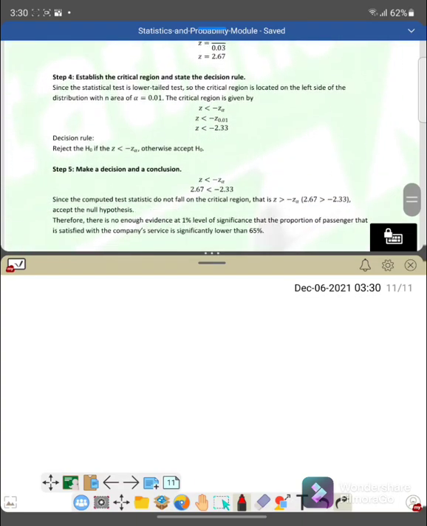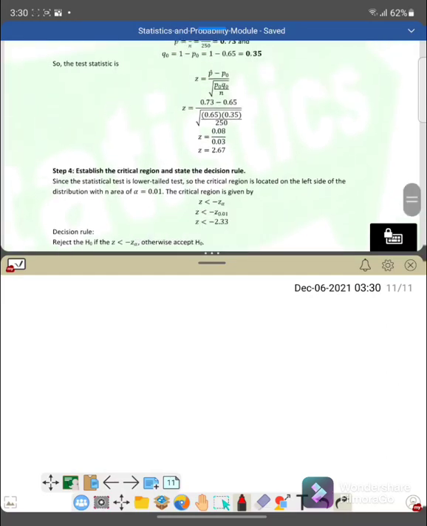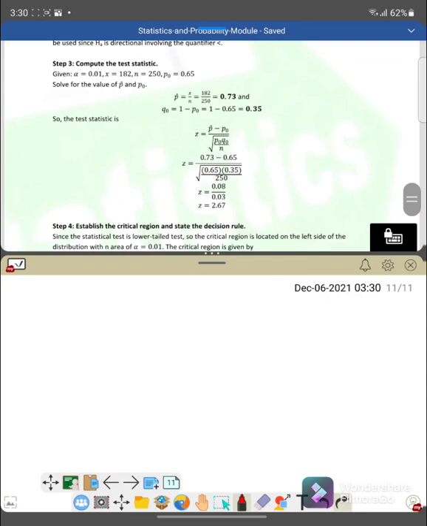Now for your next step, we compute the test statistic. Let's continue. We have z equal to p hat minus p sub 0, the initial population proportion, over the square root of the initial population proportion times q sub 0, over n. That is 0.73, which is your p hat, minus 0.65, over the square root of 0.65 times 0.35 over 250. So z is equal to 2.67.